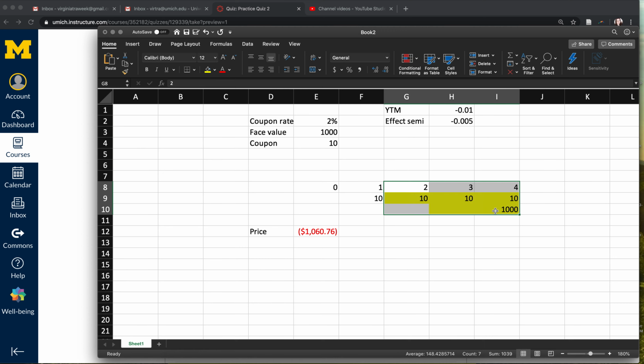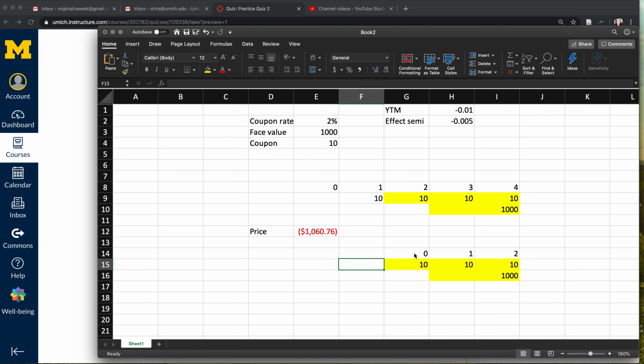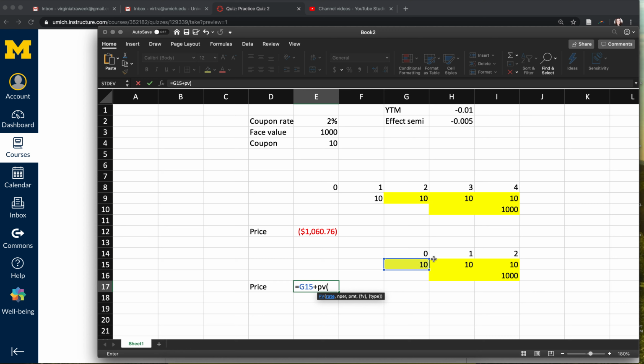So we're standing here, but we also need to include this cash flow. So I'm just going to move all this down. And this is now 0, 1, and 2. Again, a lot of ways to do this, but the easiest way would be, this is a time 0 cash flow, so I don't have to discount it. I can take the PV, that's the rate, number of periods is 2, payment is 10, face value is 1,000, close the parentheses, I get minus 1,020.